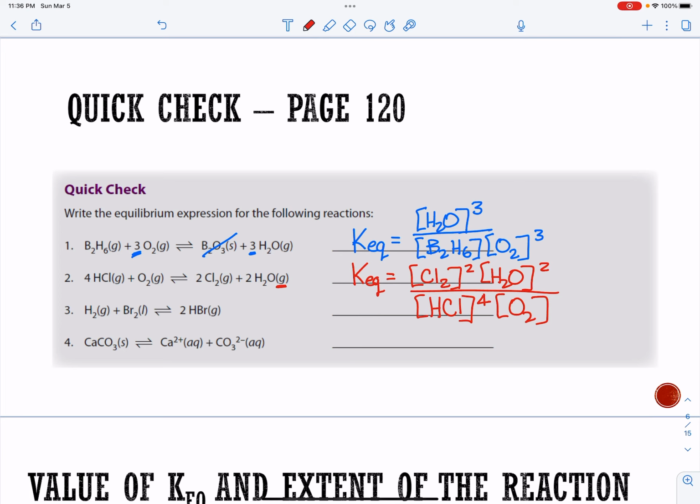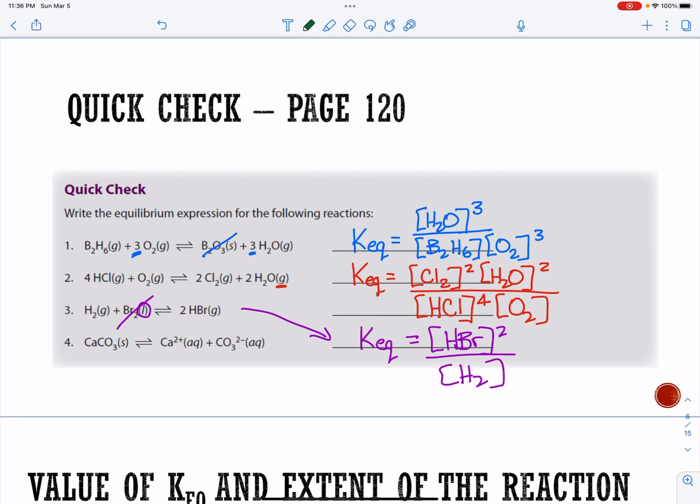And I'm kind of running out of room here, so I'm going to change colors for the 3rd one. We're going to look at hydrogen and bromine going together. Now the bromine, this is a liquid, so I'm going to leave this out of the expression. So the 3rd one here is equal to HBr squared divided by H2. Okay, and that's it for that 3rd question.